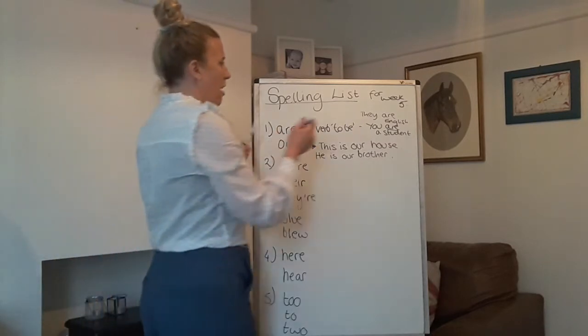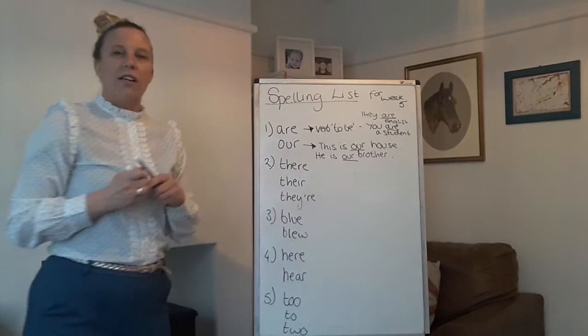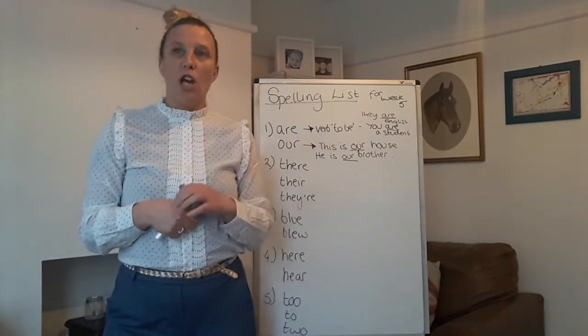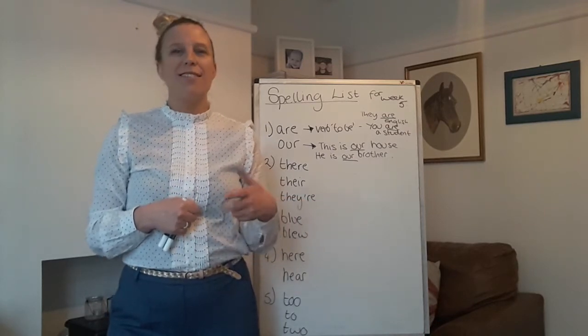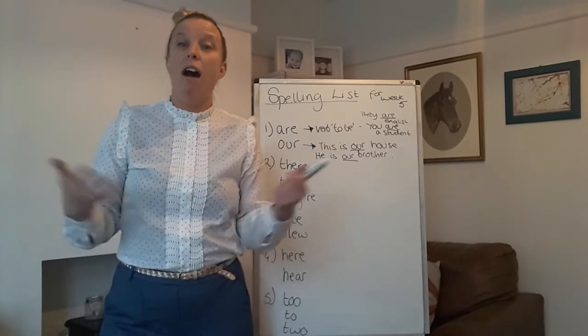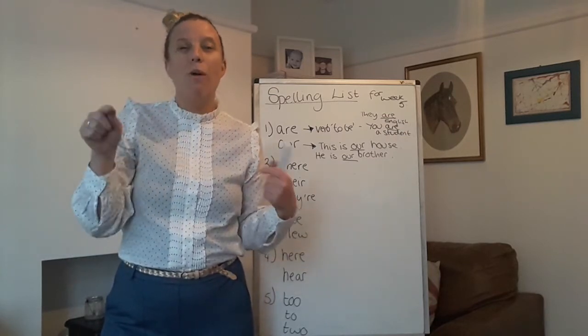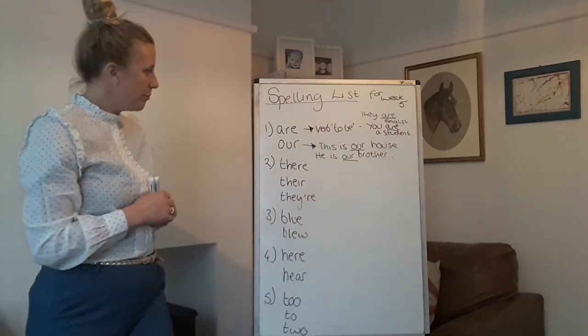Okay, so this are and our, you have to understand the difference of those meanings and the difference of those spellings, because in the exams you will be asked to spell words like that, and you will be given a sentence like, this is our house. And you have to decide which one, is it O-U-R or A-R-E? So you need to understand the difference between them.